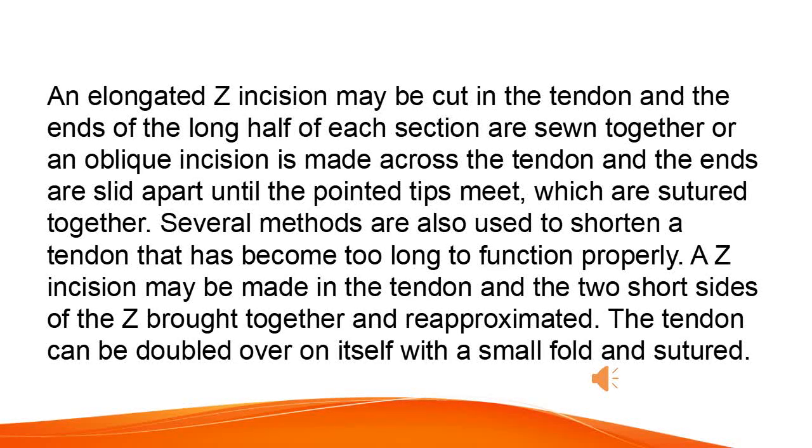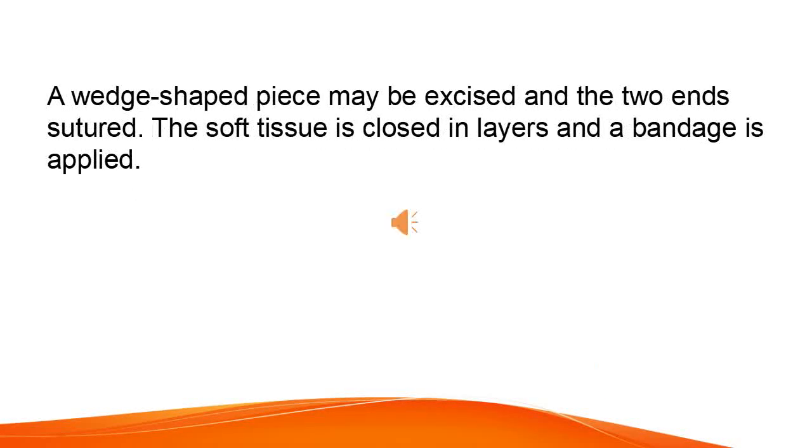Several methods are also used to shorten a tendon that has become too long to function properly. A Z incision may be made in the tendon and the two short sides of the Z brought together and reapproximated. The tendon can be doubled over on itself with a small fold and sutured. A wedge-shaped piece may be excised and the two ends sutured. The soft tissue is closed in layers and a bandage is applied.